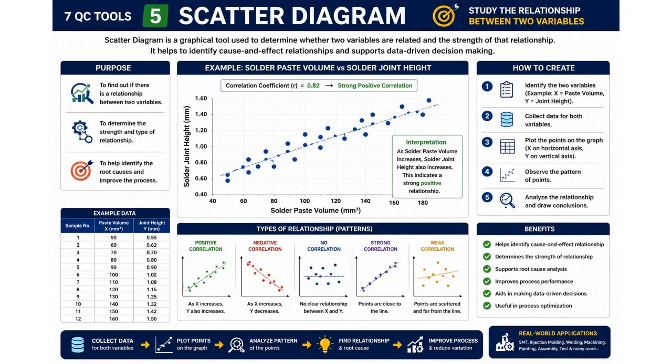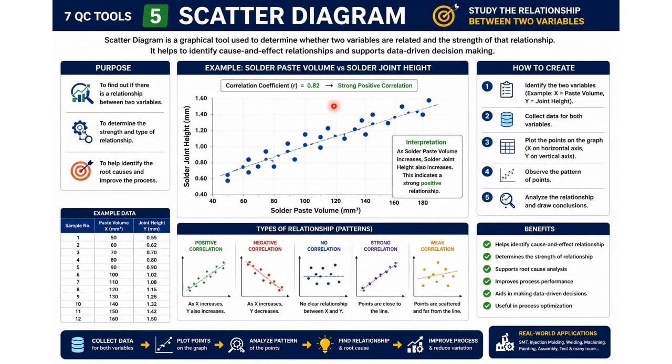Of the 7 QC tools, the scatter diagram. A scatter diagram is used to determine whether there is a relationship between two variables. Each dot on the graph represents one data point. In this example, the x-axis shows solder paste volume, and the y-axis shows solder joint height. Notice that as the solder paste volume increases, the solder joint height also increases. This is called a strong positive correlation, with a correlation coefficient of 0.82.